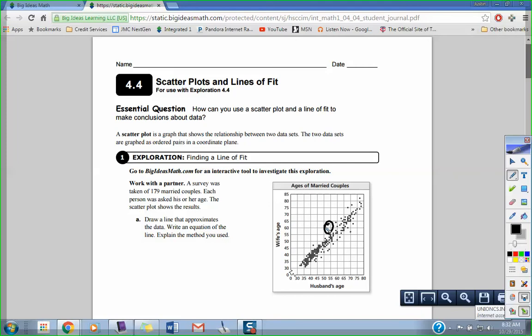And how old is this particular husband's wife according to this chart? 63. Okay, 63. So she might have had a lot of money. Maybe he went after her because she had a lot of money. I don't know. All right.